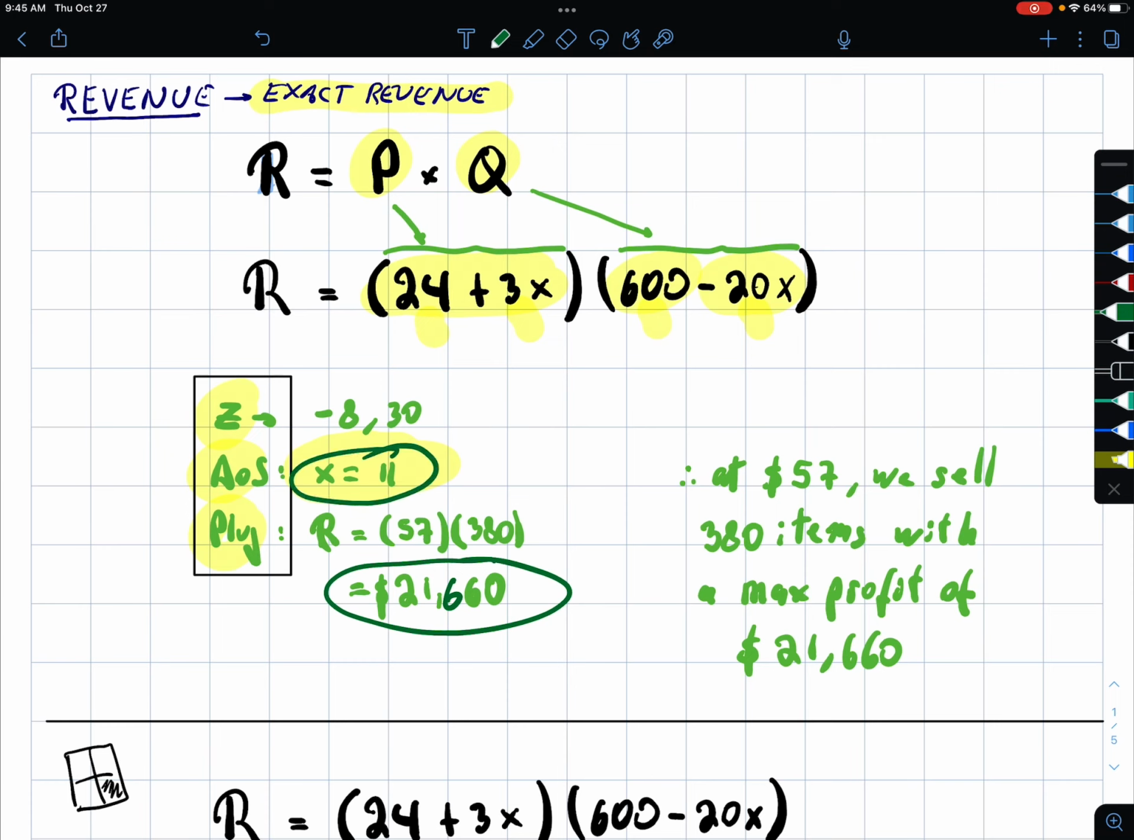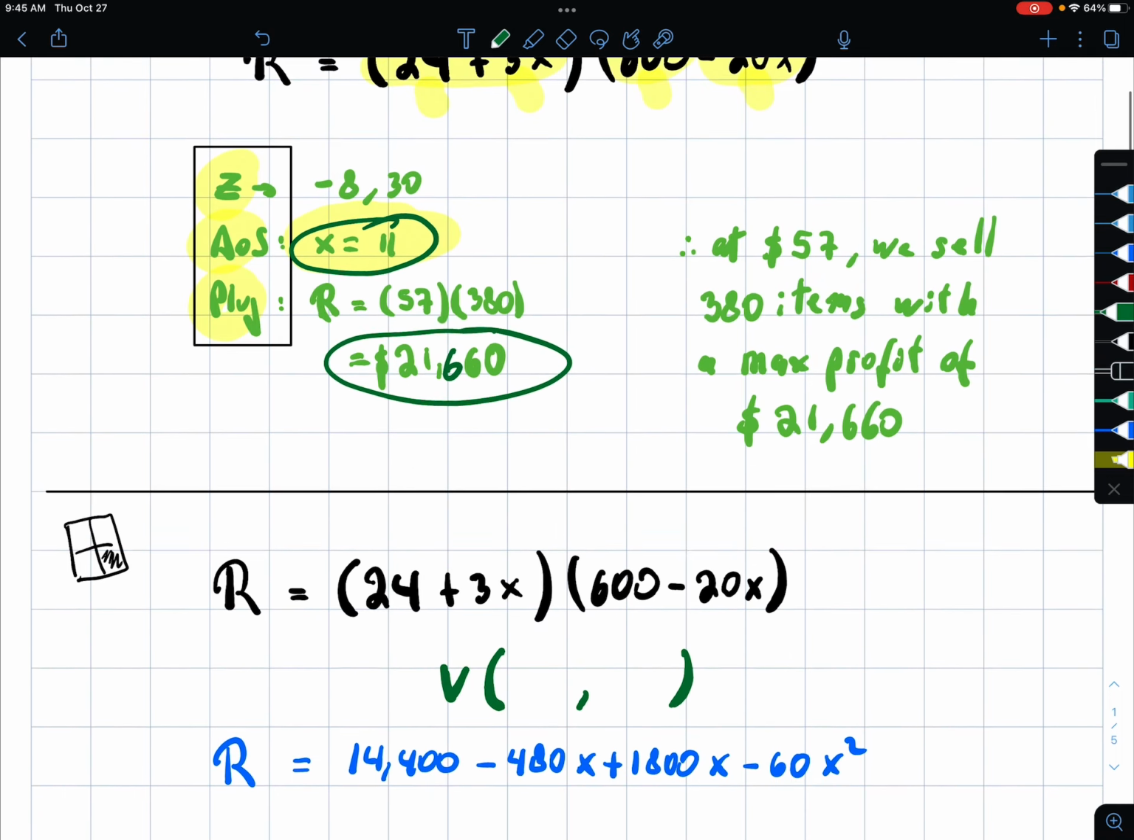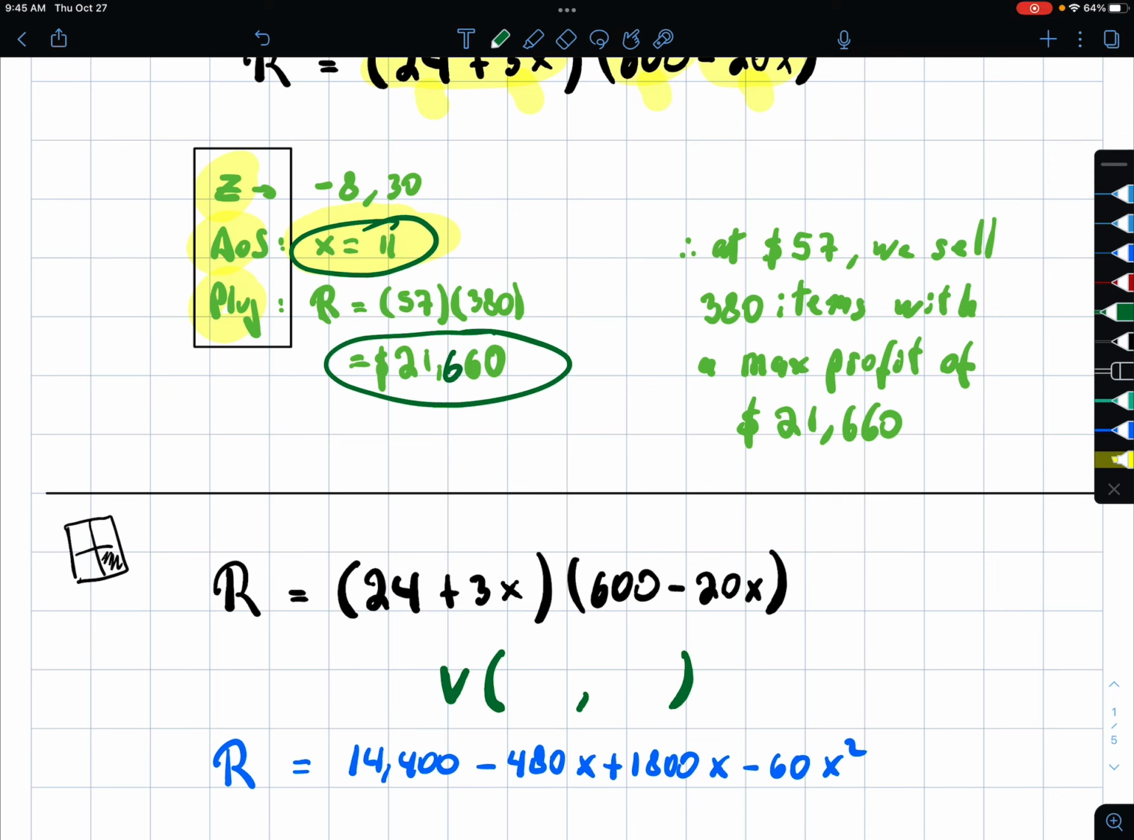So as we know, we can find the vertex in two different ways. The other way that we can do it is by completing the square. So what would that look like? If I have the function, I start like this. I cannot complete the square on factored form. I need to expand it into standard form.